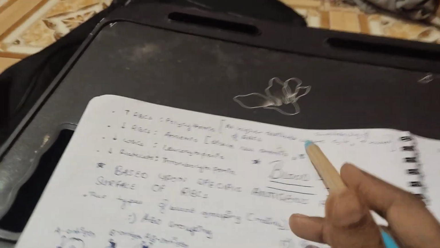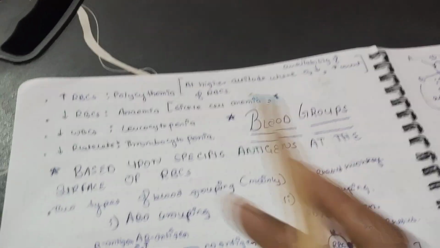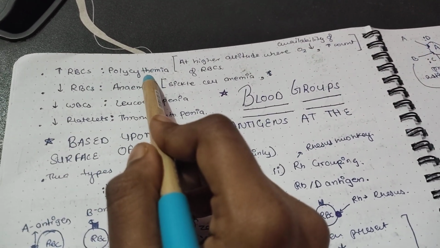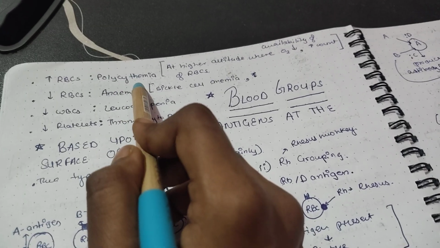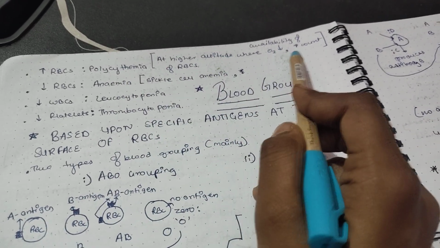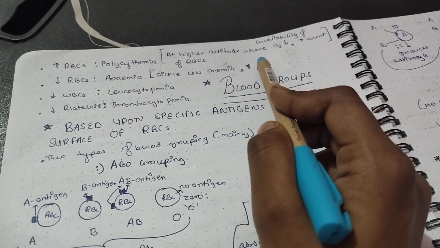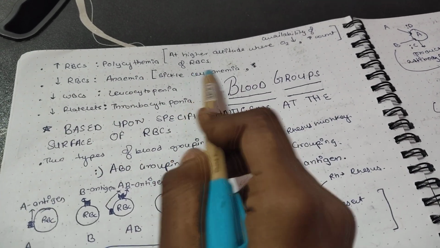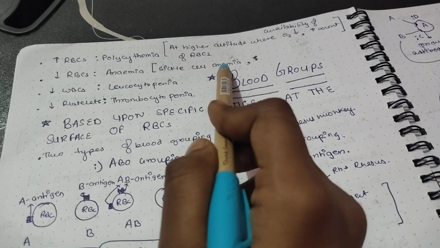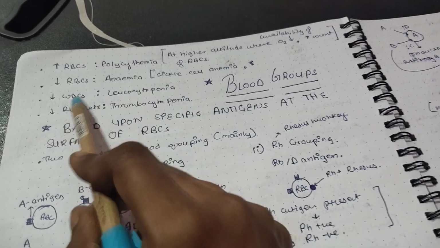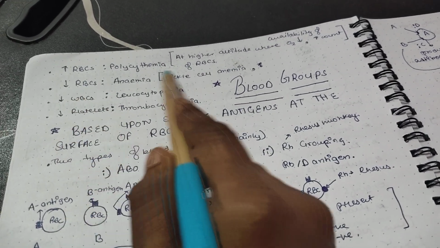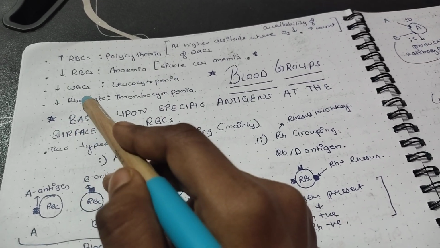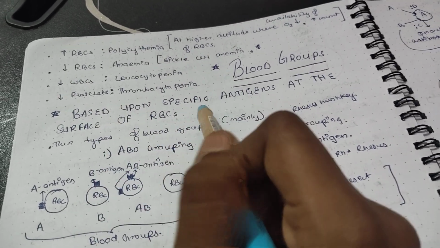So let's learn about a few cases. When there are a lot of RBCs, the condition is called polycythemia. At higher altitude where oxygen is low, the count of RBCs is more. Low RBCs, anemia, sickle cell anemia. There are a lot of types of anemias, but we can remember this one. WBCs, when they are less, the condition is called leukocytopenia. When platelets are less than normal, thrombocytopenia.